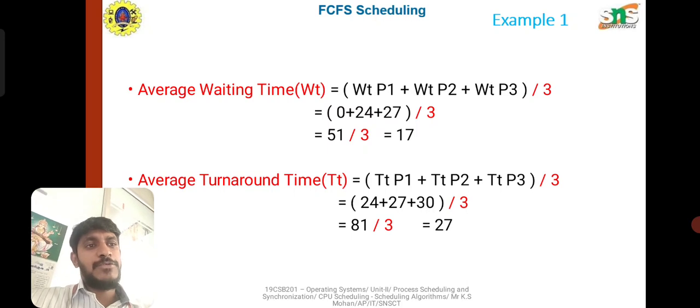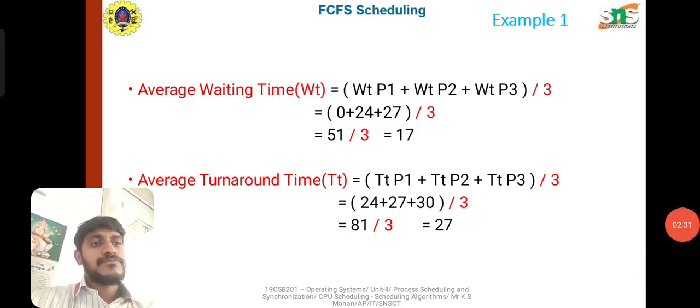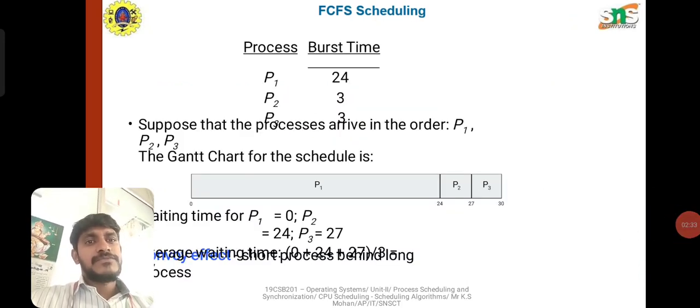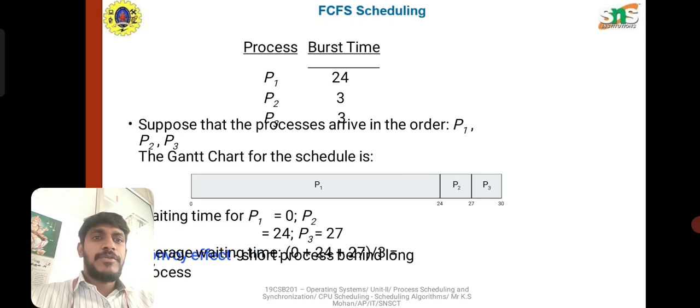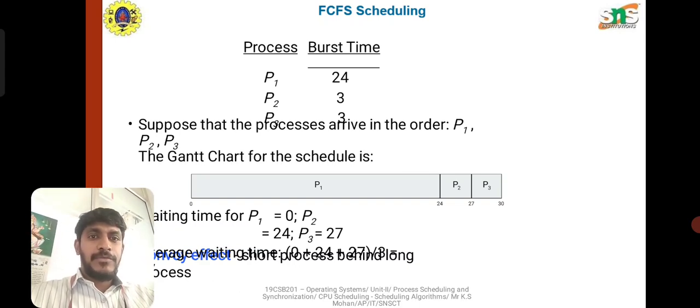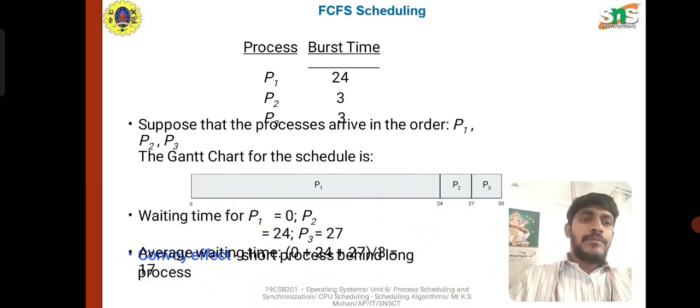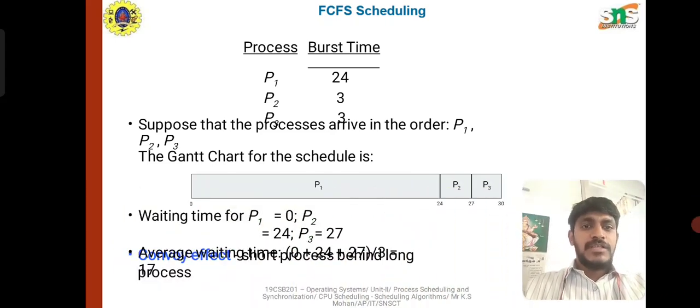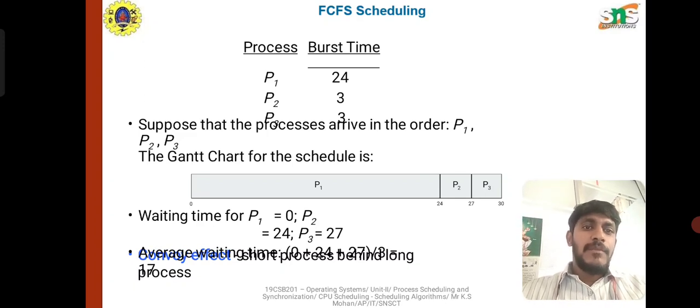Then we have another example here. In FCFS scheduling, processes P1, P2, P3 have burst times of 24, 3 and 3. Suppose the processes arrive in the order P1, P2, P3. The Gantt chart for the schedule is P1, P2, P3. The waiting time for P1 equals 0, P2 equals 24, P3 equals 27.